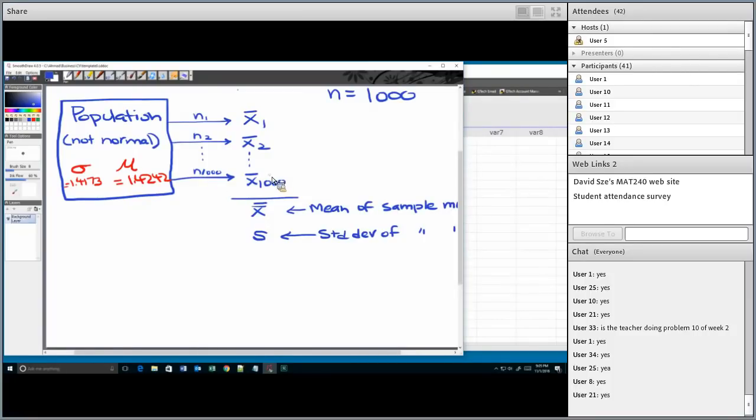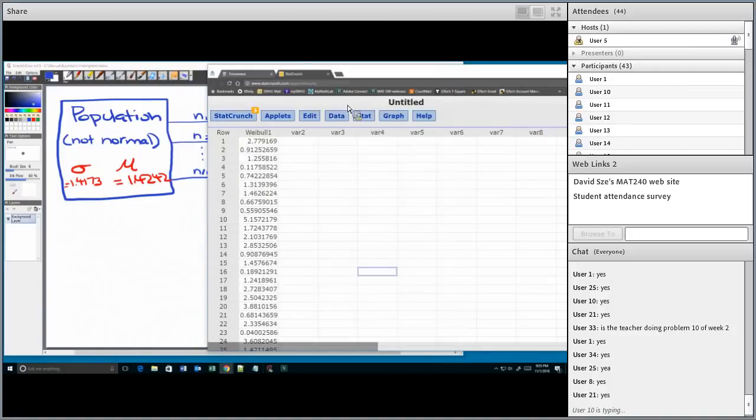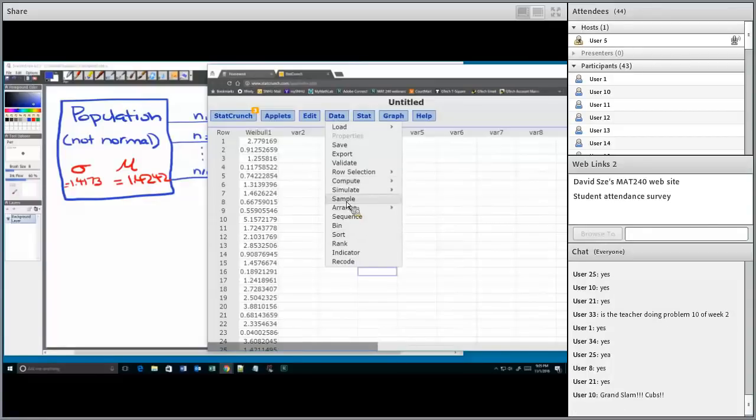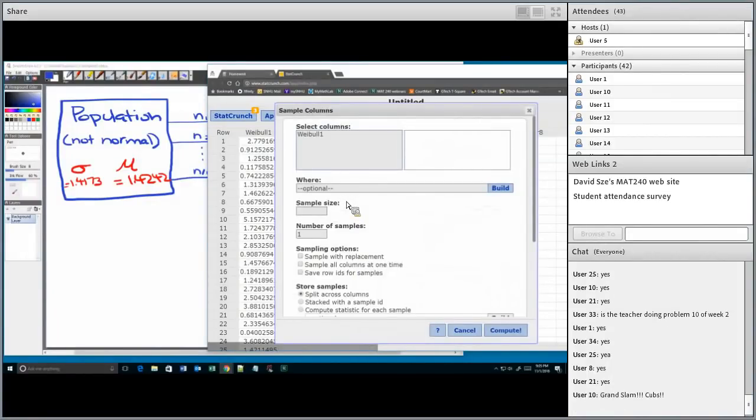Okay, now, how is it best explained? By me actually doing it. So let me show you how I'm going to do that. Now what I'm going to do is go to this option called sample here. I'm going to take one.